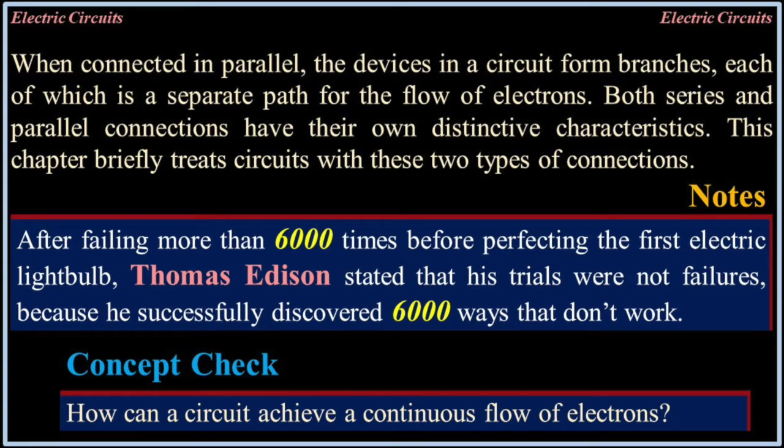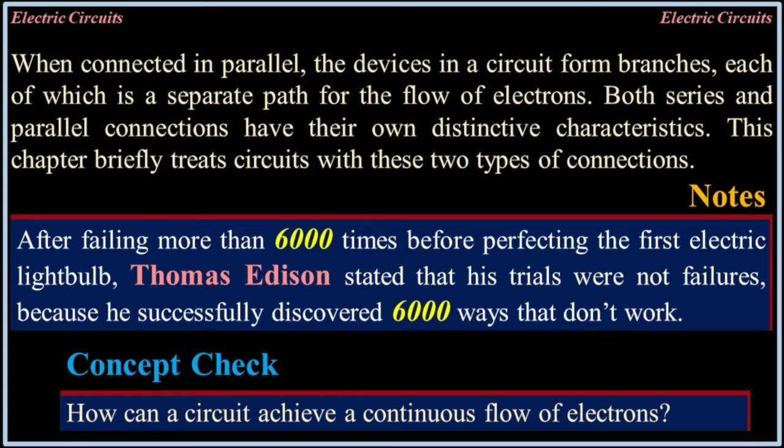When connected in parallel, the devices in a circuit form branches, each of which is a separate path for the flow of electrons. Both series and parallel connections have their own distinctive characteristics. This chapter briefly treats circuits with these two types of connections.